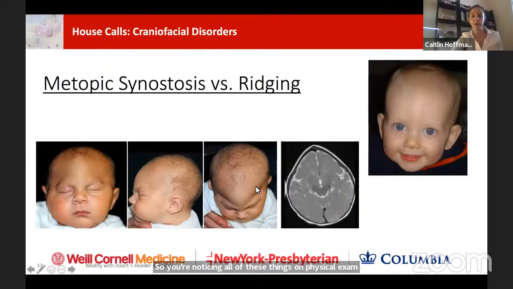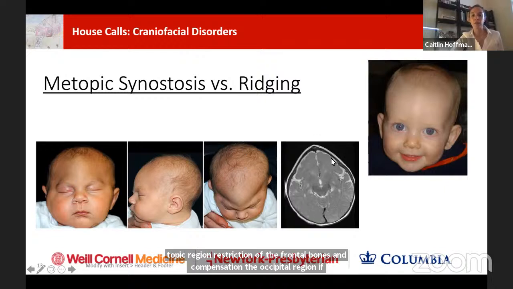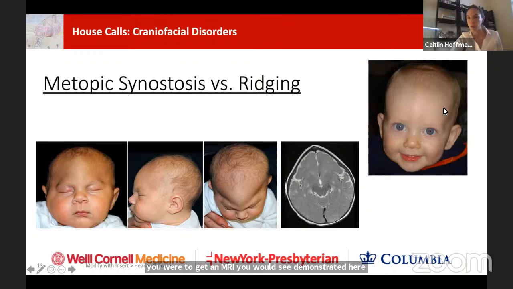So here's another example that's a little more severe. This is trigonocephaly, again, ridging of the metopic region, restriction of the frontal bones, and compensation in the occipital region. If you were to get an MRI, you would see demonstrated here compression of the frontal lobes. This is quite different from the child to the right, which has a ridge in the midline, but the eyes are in perfect position, the forehead is not restricted, and there's no compensatory occipital bossing.